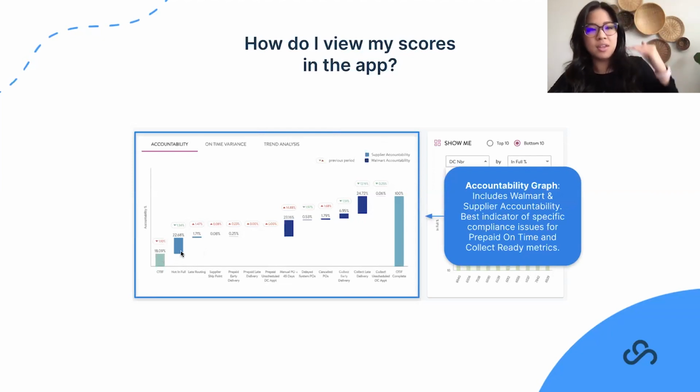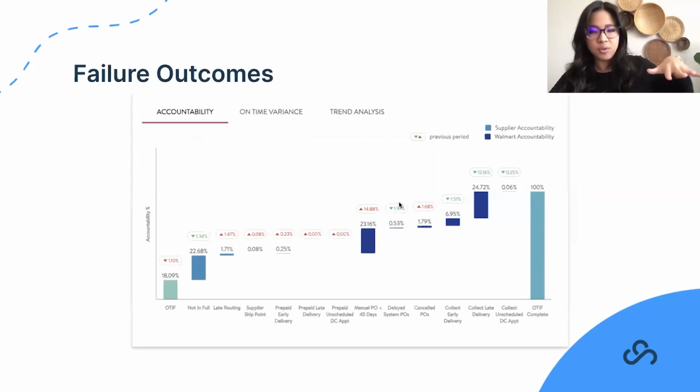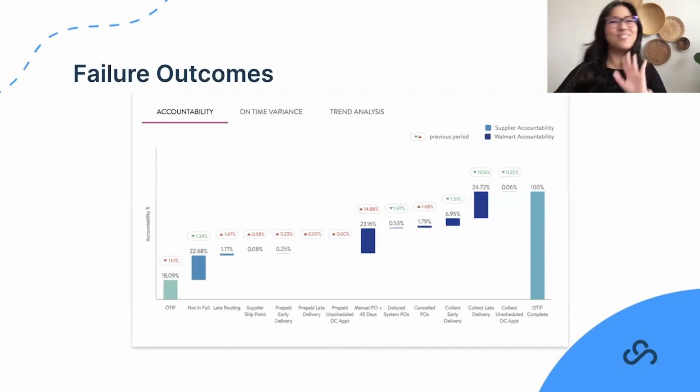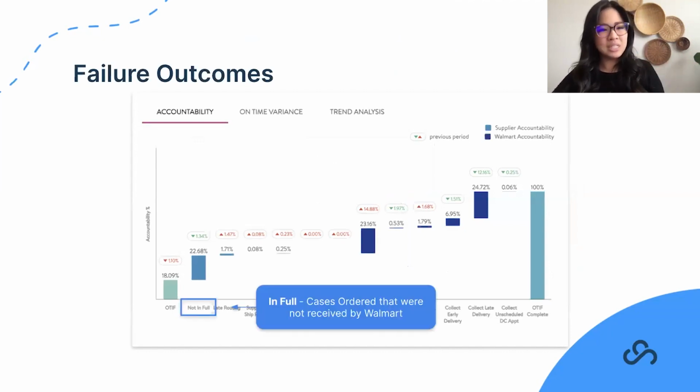So it's a cumulative chart. It'll start with however much you have on time and in full, so your overall OTIF score, 18%, and then it'll add up all of the different parts of the accountability until you get to 100%. So we're going to talk through each of these. By now, you're experts, so I'm probably a broken record, but I just want to make sure. Of course, we start with on time, and then you go into not in full.